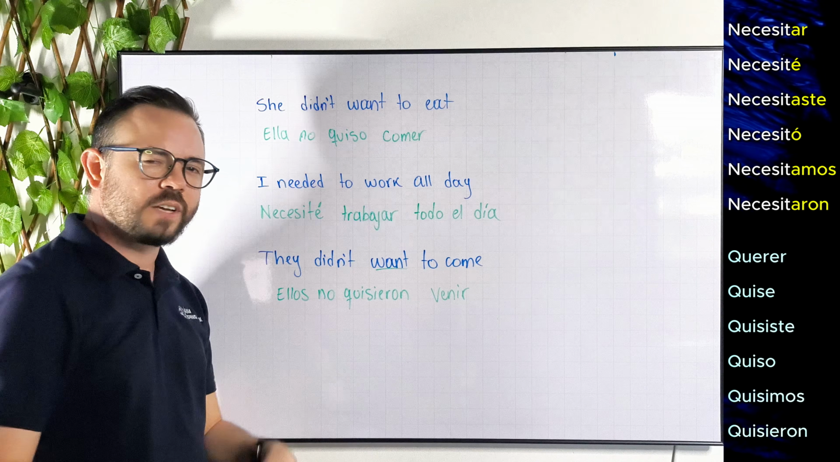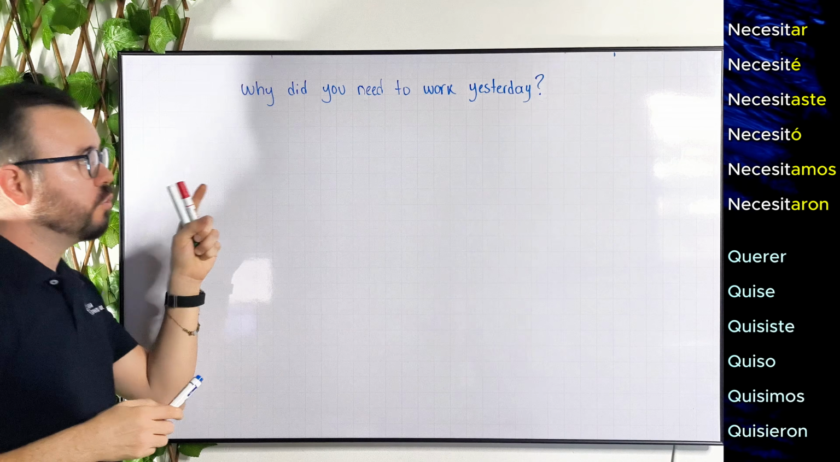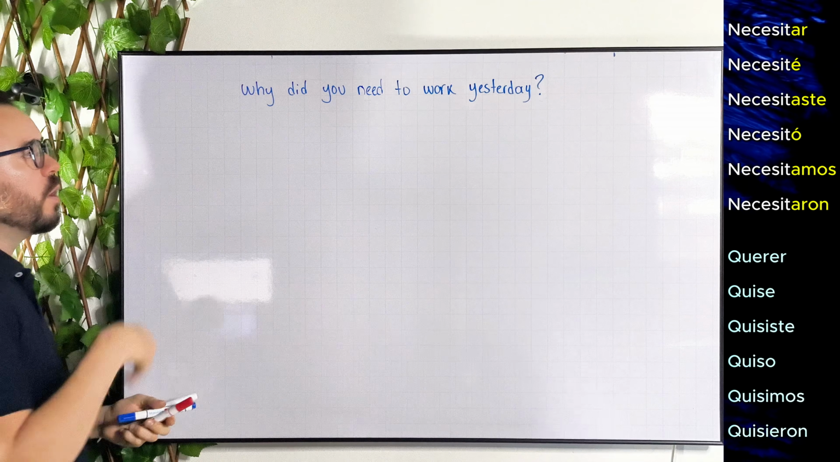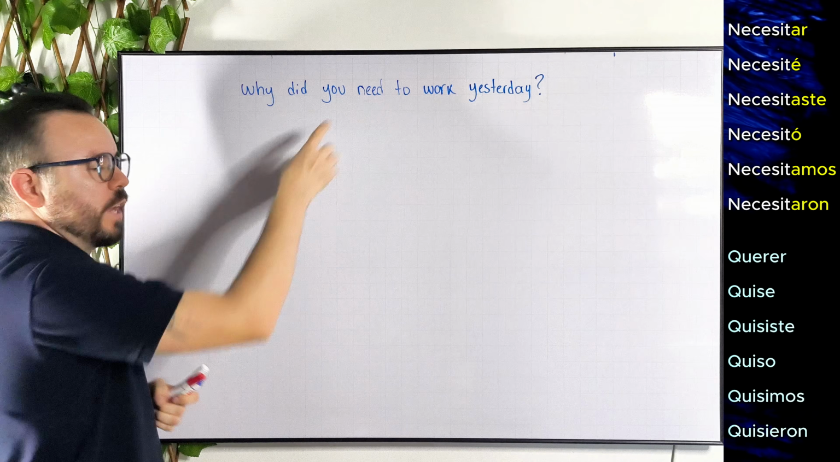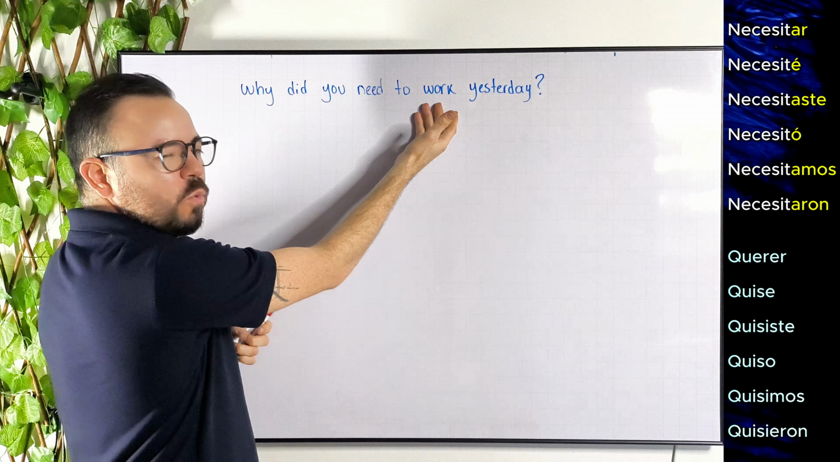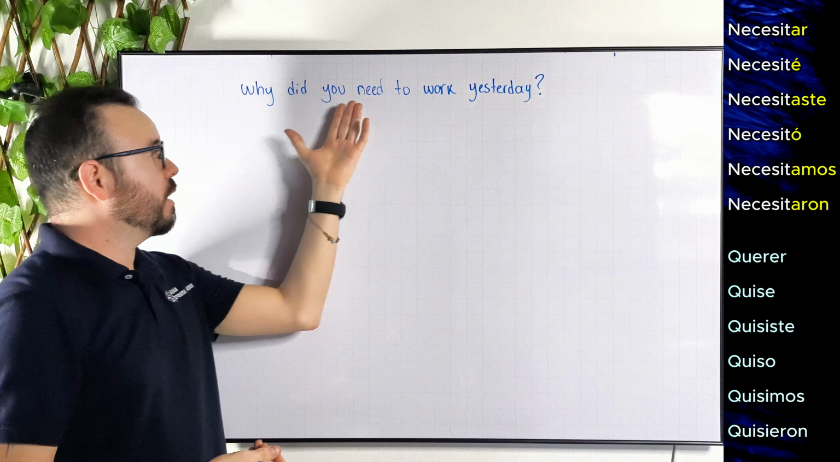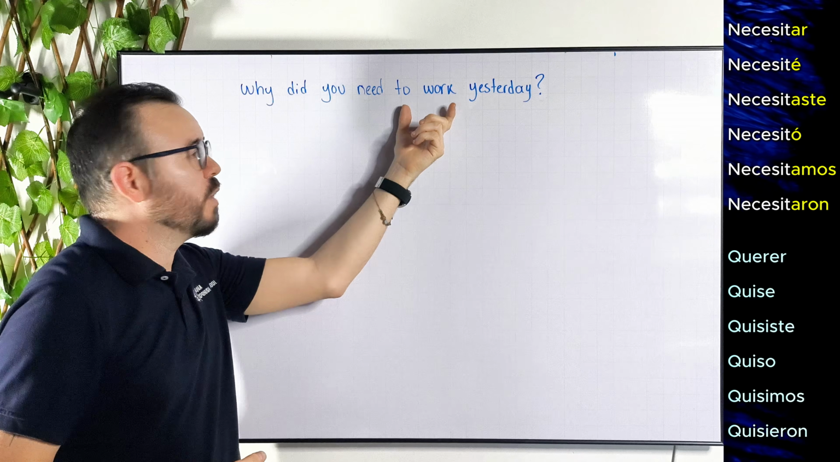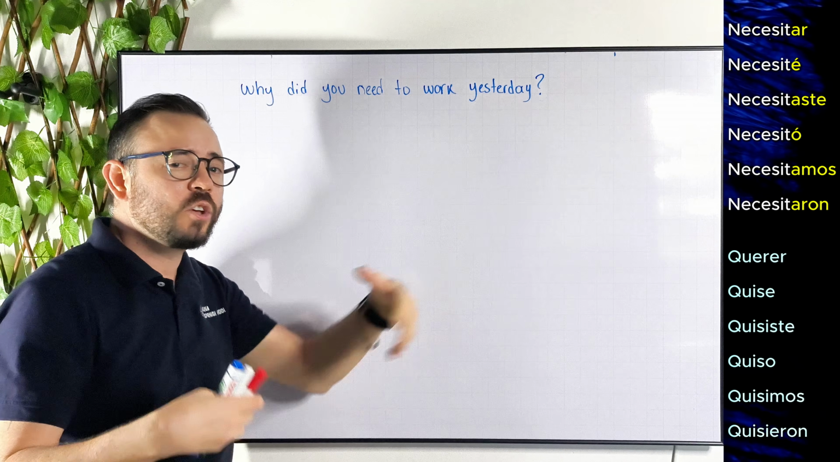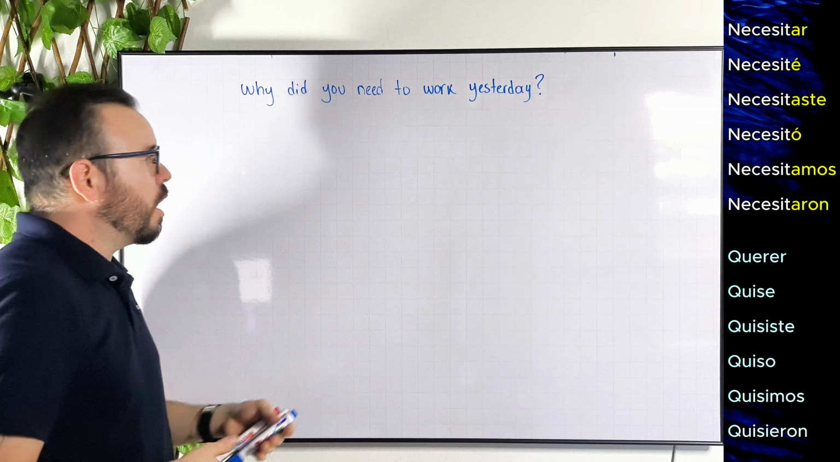Now let's just do a last example. Now we want to say, why did you need to work yesterday? One more time, we only need to worry about to need in past tense. We don't really need to worry about to work, okay? Because we only conjugate one verb or phrase, and if this one is conjugated, then we don't need to worry about this one because it will be in the original form, okay? So let's go. How do we say this?